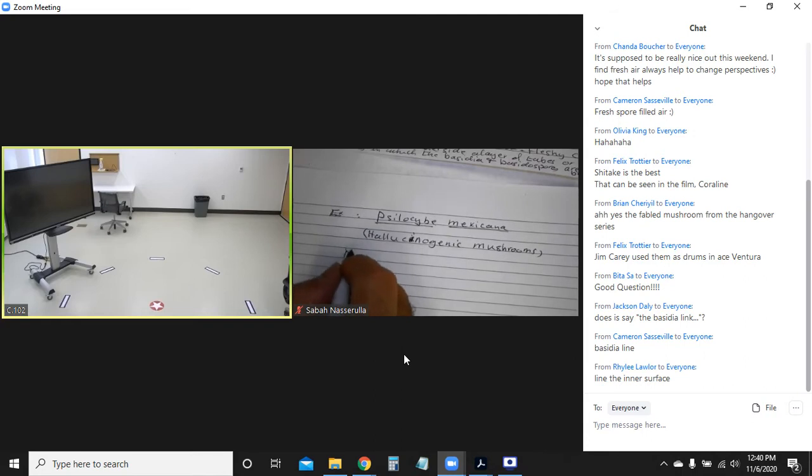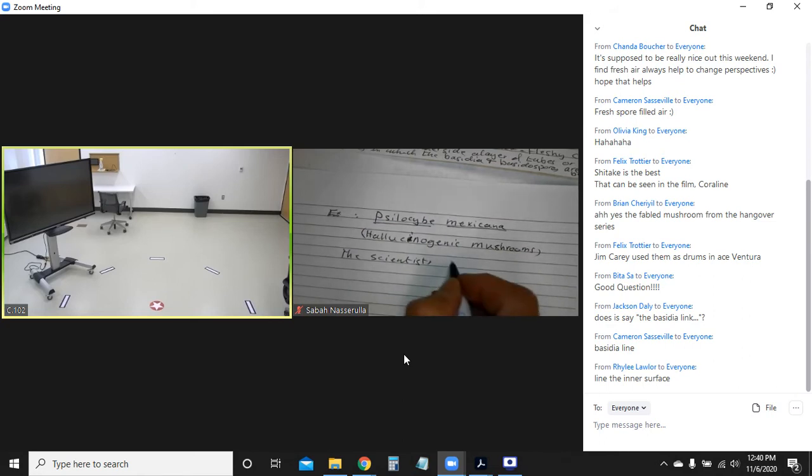I mentioned the scientists. There are two scientists here. One of them is the French mycologist, Roger Heim, and his American sponsor, R.G. Wilson. They visited Mexico.